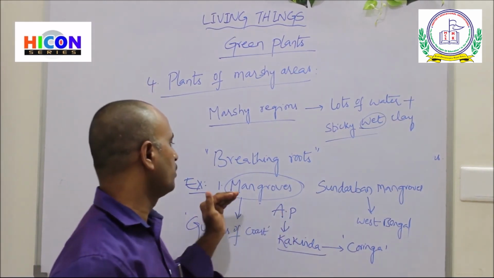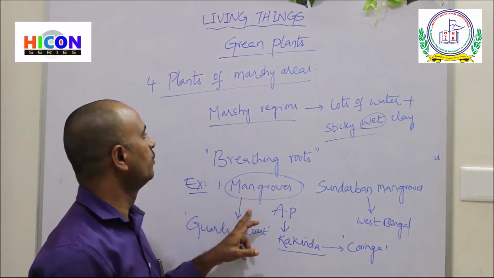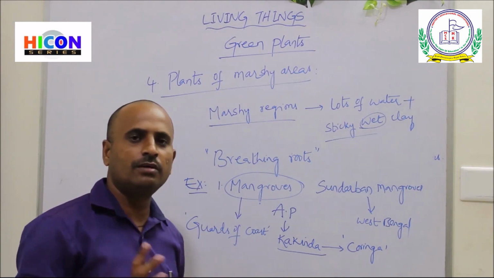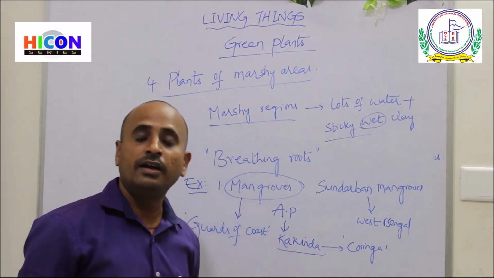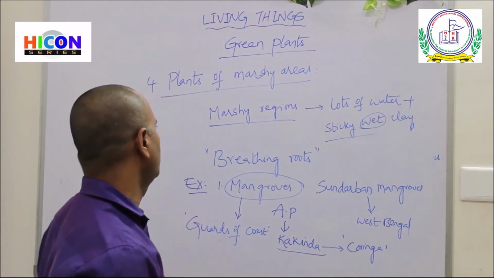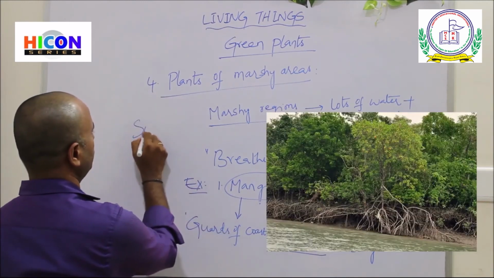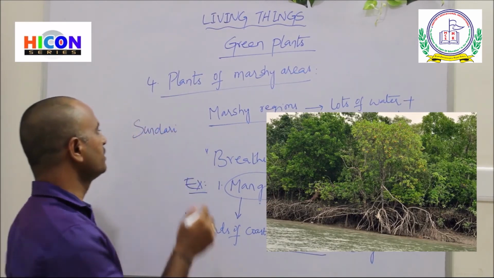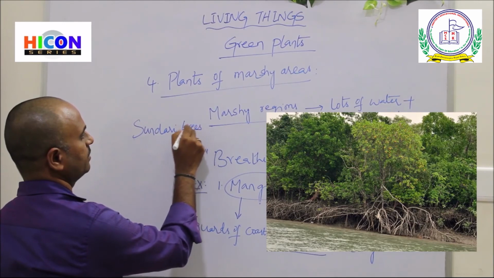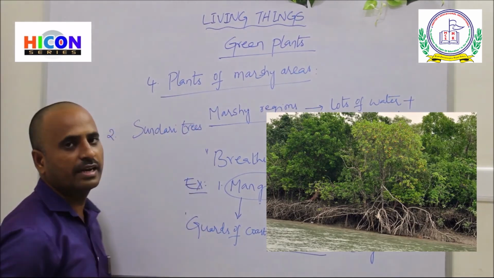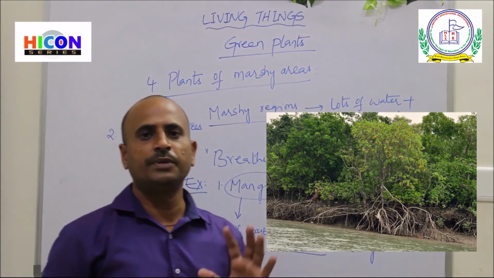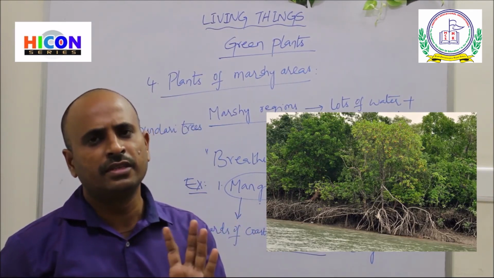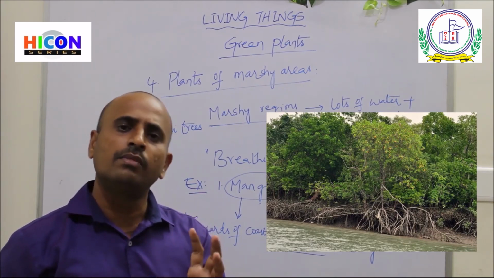So this is about mangroves, an example of plants grown in marshy areas. Another example is sundari trees. This is also one of the types of mangrove trees. This is the second example. Look at the picture. In the picture you are observing sundari trees. These also look like mangrove trees.